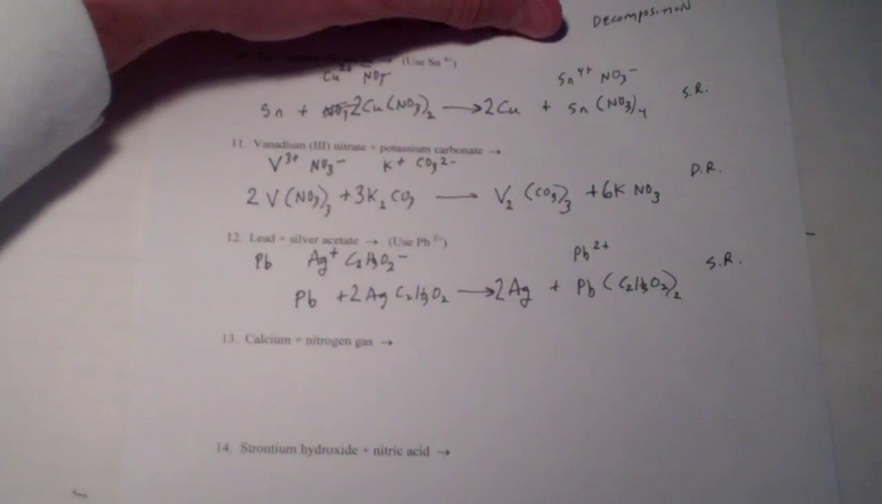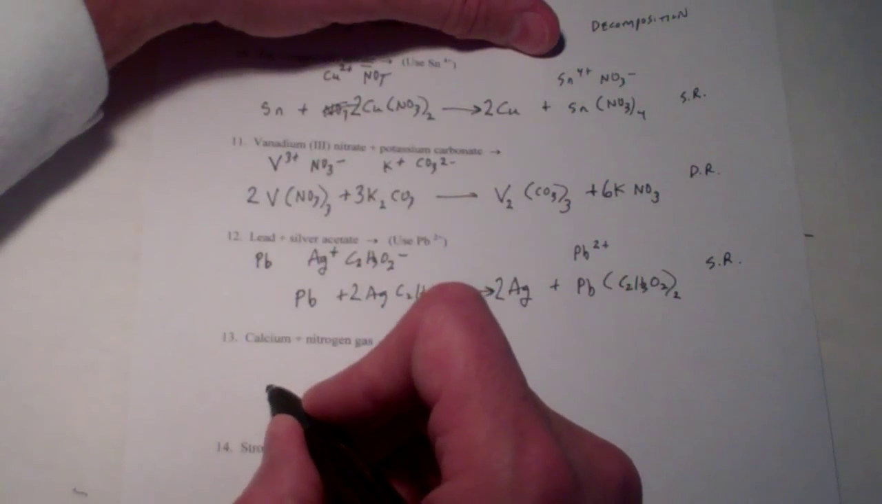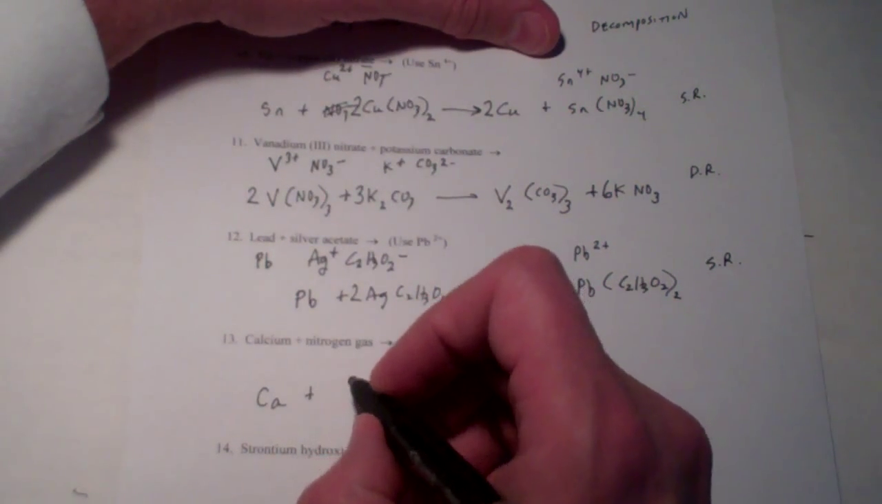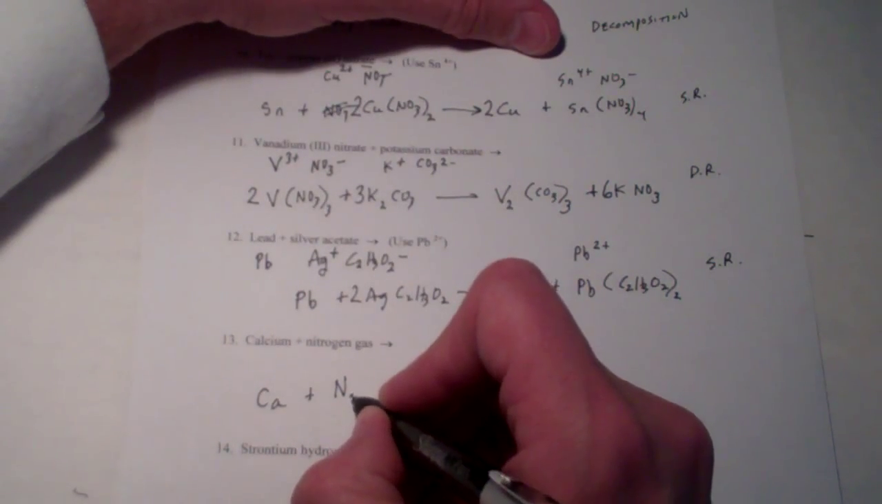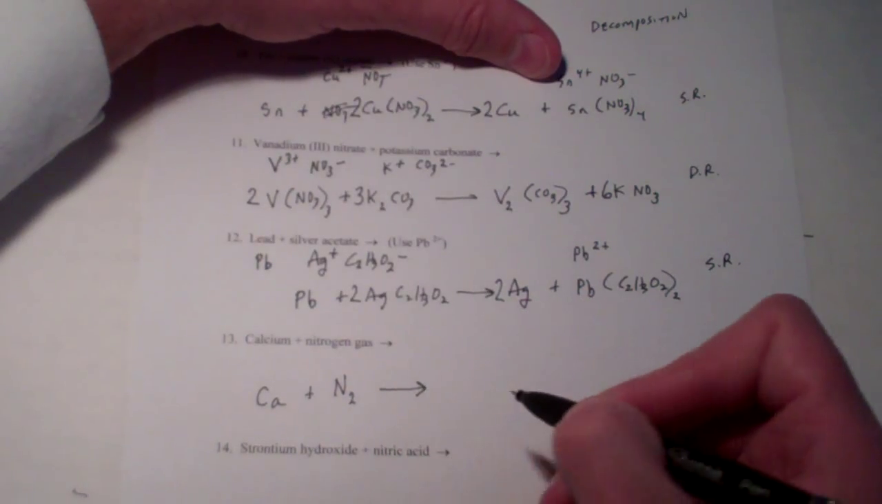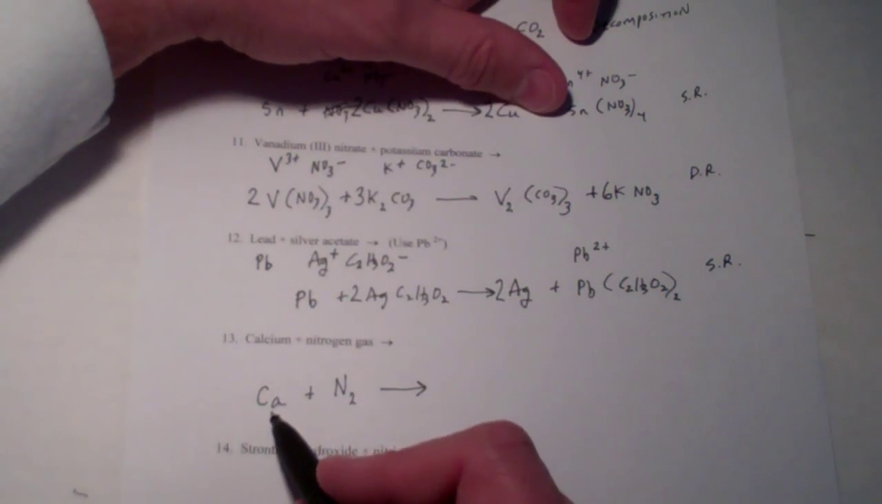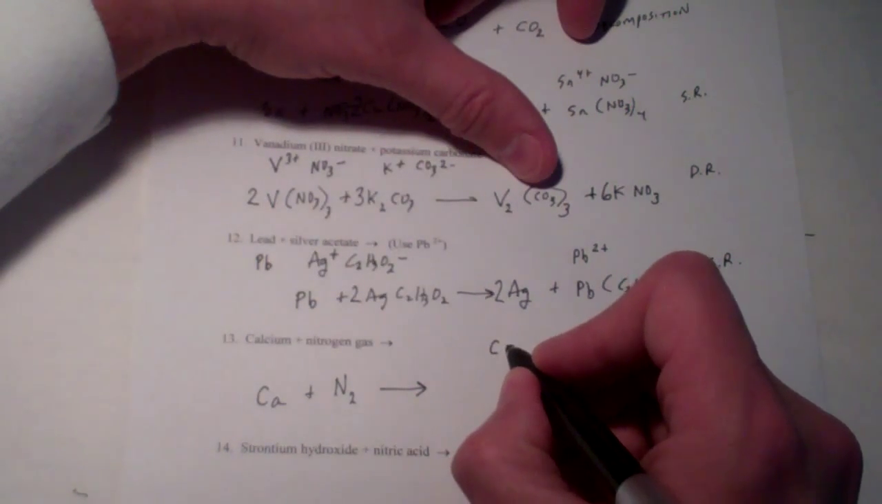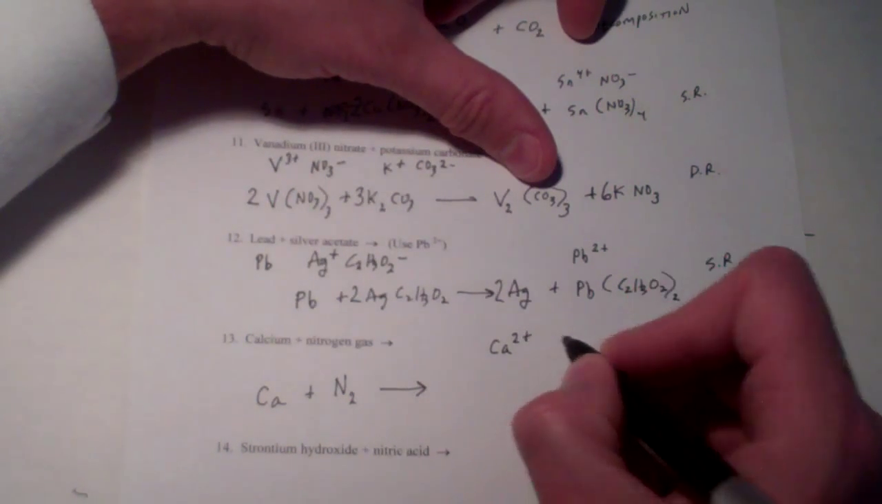Okay, number 13. Calcium, elemental calcium is Ca, and nitrogen gas. Nitrogen's another one of our diatomic elements. So it's N2 in its elemental state. Now this looks like a synthesis reaction. 2 elements combining to form a compound. Calcium is 2 plus when it forms a bond.